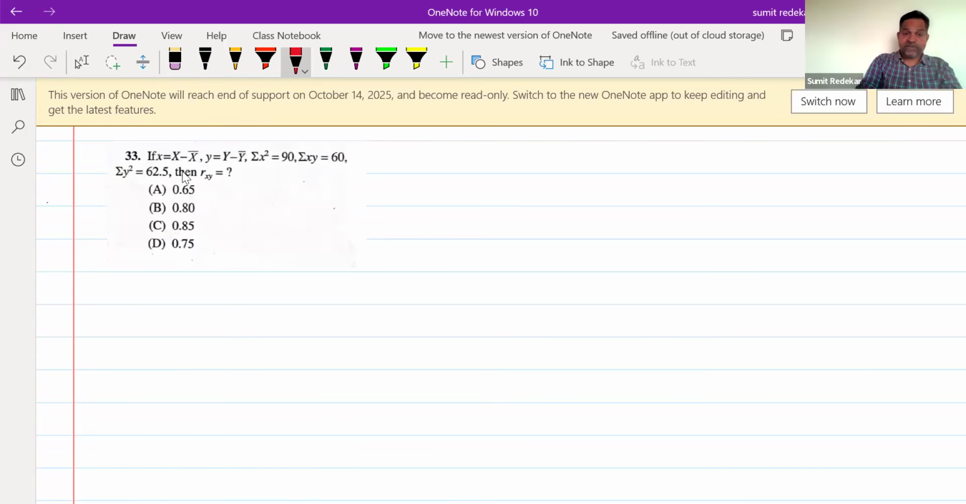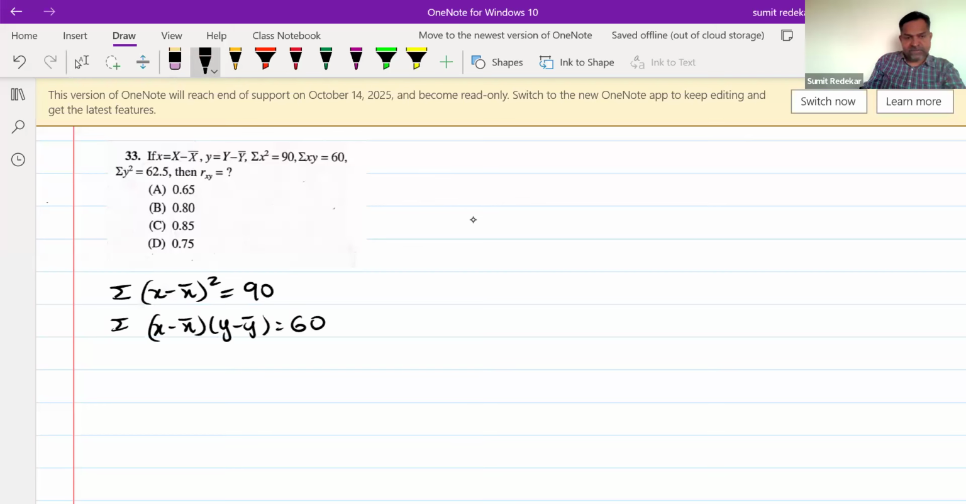Question number 33. जहां जहां x लिखा है वो x minus x bar है, y लिखा है वो y minus y bar है. तो अगर मैंने आपको sum of x square दिया है तो वो sum of x square नहीं है, वो sum of x minus x bar square है 90. sum of x y नहीं दिया है, वो sum of x minus x bar है and y minus y bar है which is 60. sum of y square नहीं है, y minus y bar square है which is 62.5.